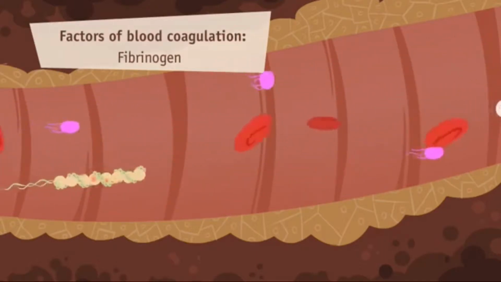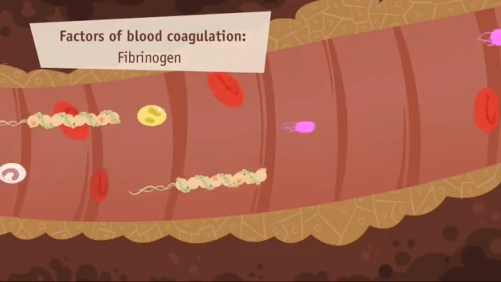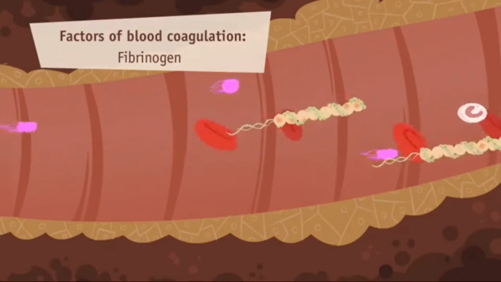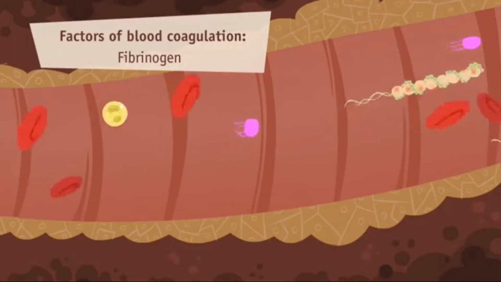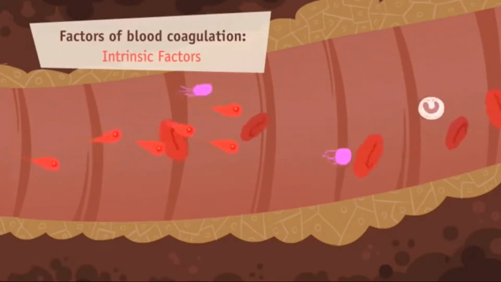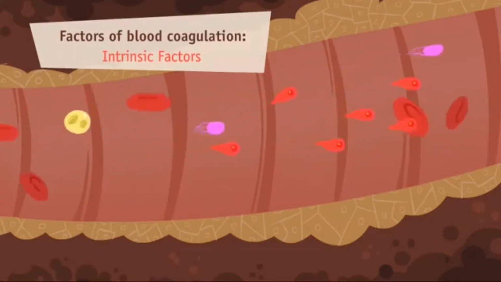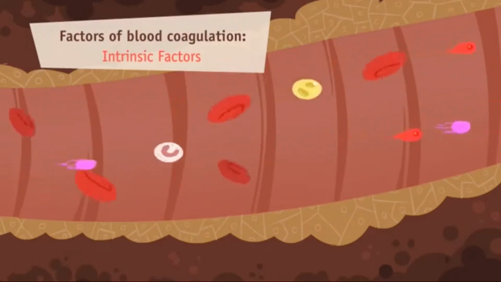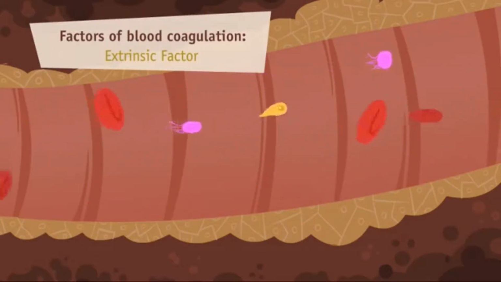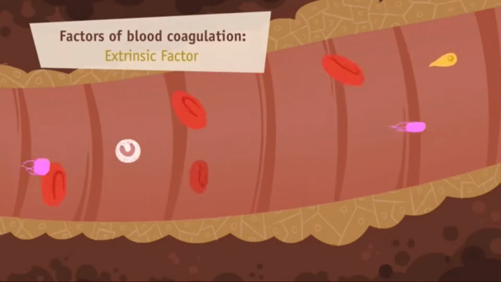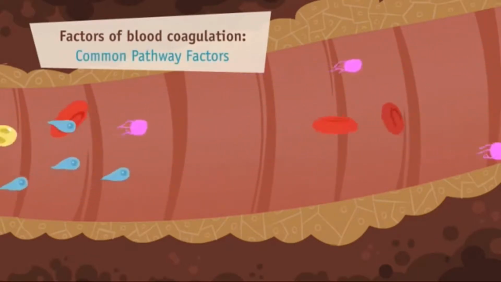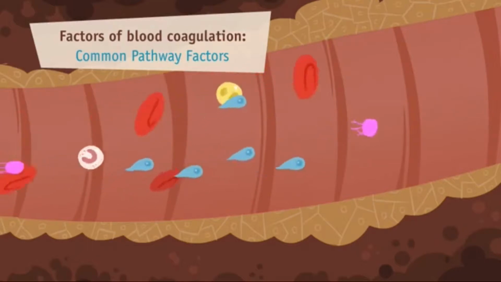The factors of blood coagulation include fibrinogen, a glycoprotein that circulates in the blood. Also included are intrinsic factors, extrinsic factors, common pathway factors, and plasmin.